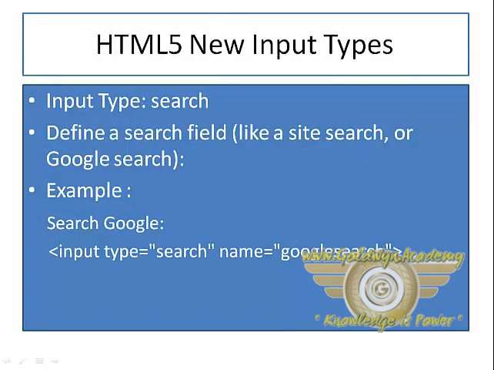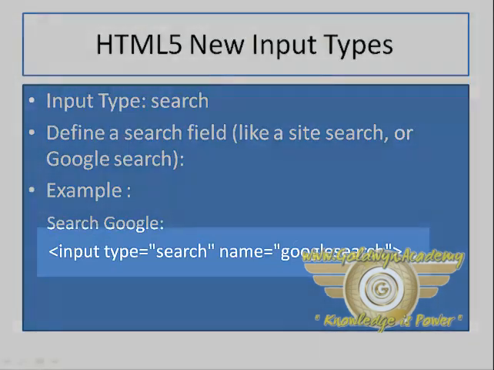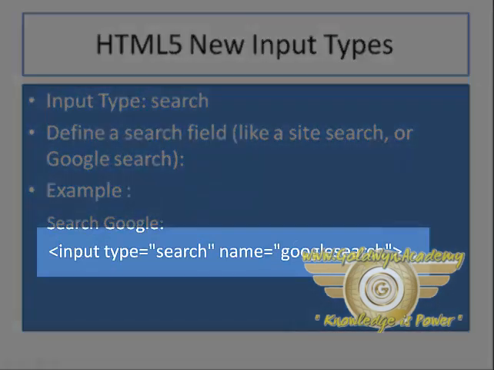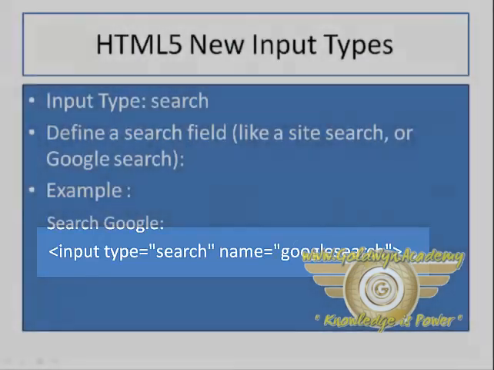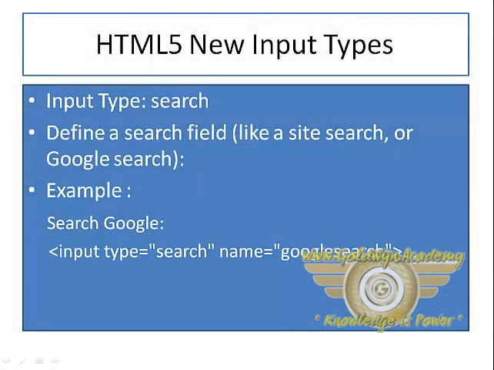Next in our list is the search. It defines a search field like a normal site search or a very popular Google search. So input type is search, and we also provide the name here. If we want to process these elements, we need to use server-side languages like ASP.NET, PHP or JSP.